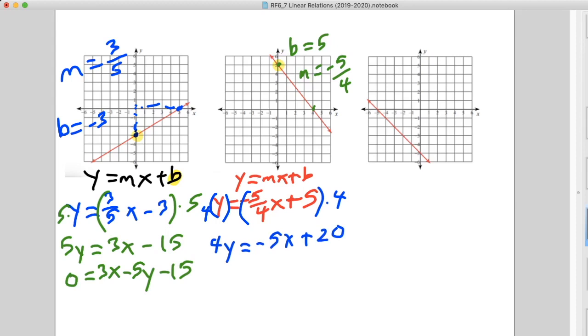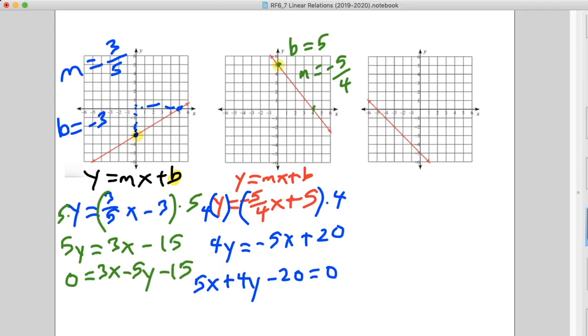Now because we have our negative 5x on the right hand side, we're going to move everything over to the left by adding 5x and then subtracting 20. And we have a general form equation that represents this graph.